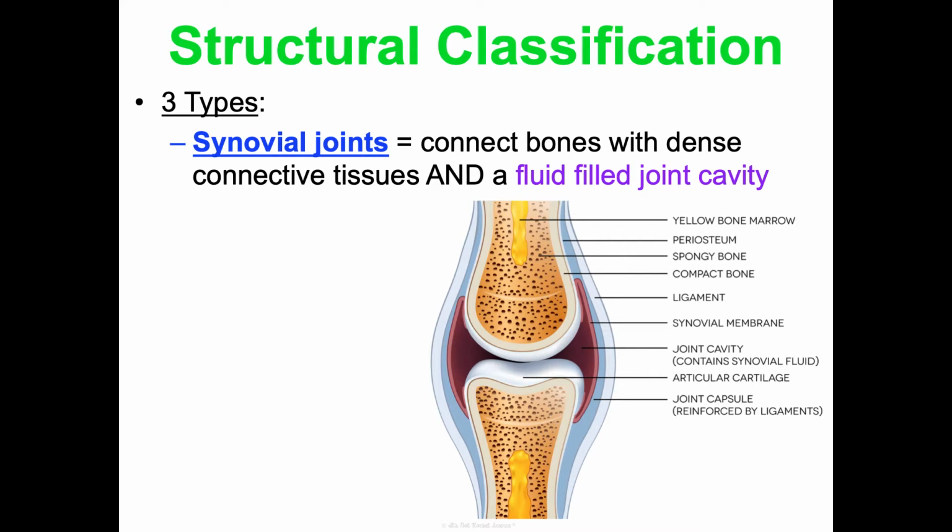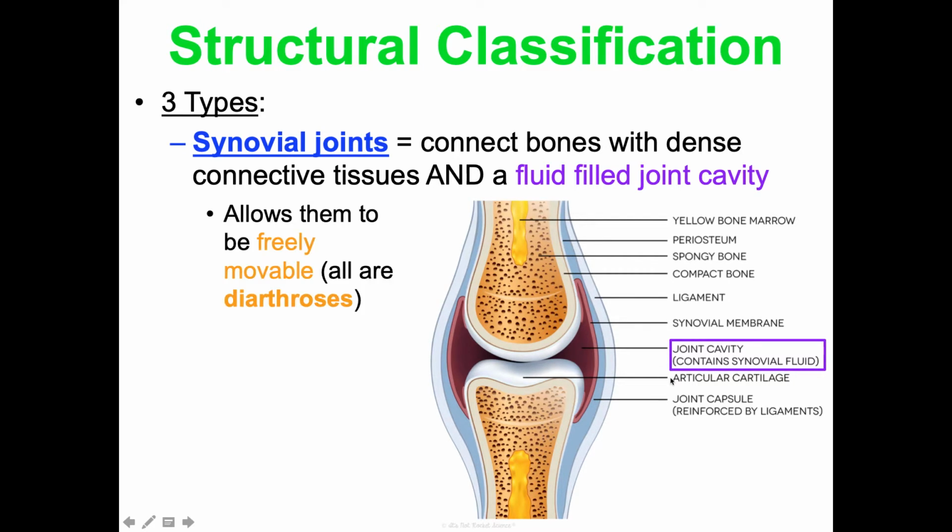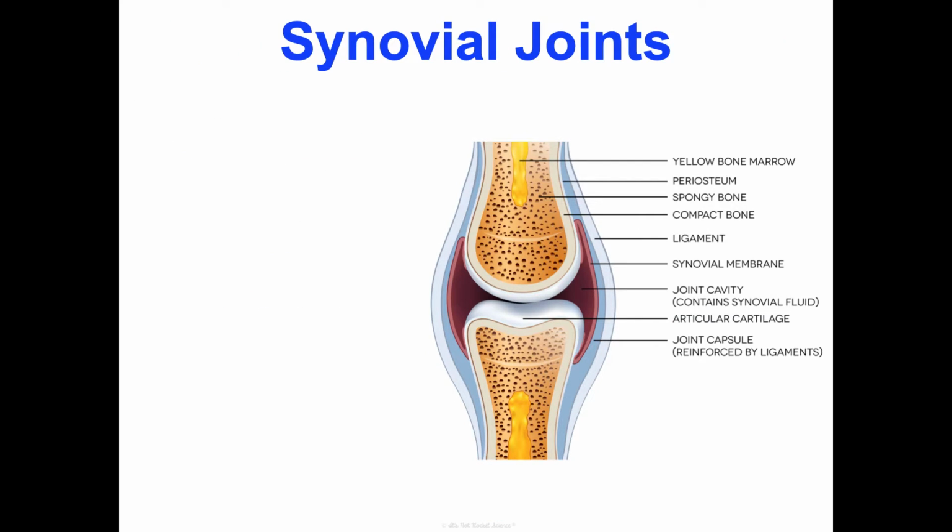And then we have your synovial joints, and this is where we're going to spend most of our time today because these provide the most movement, and this is a concept on movement. So your synovial joints connect bones with dense connective tissues and a fluid-filled joint cavity. So that's what distinguishes them from the other two. There's this joint cavity between the two bones that has this kind of lubricating fluid. It allows them to be freely movable, so all of our synovial joints are also diarthroses. And they have 6 special features, which we're going to talk about.